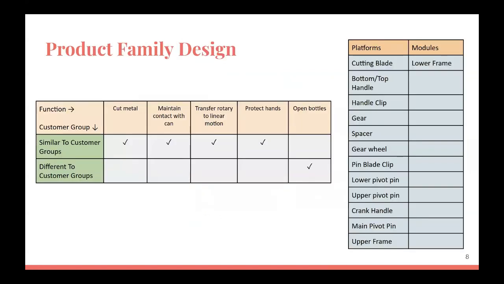In this product family design, we see the functions of the can opener, such as cut metal, maintain contact, etc., are all similar across customer groups, with the one exception of the open bottles function. As seen in the slide, the lower frame is the module and the remaining components are the platform.